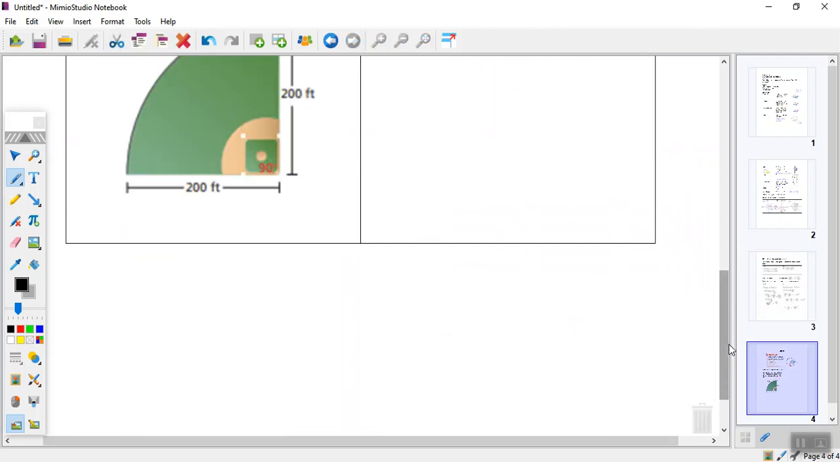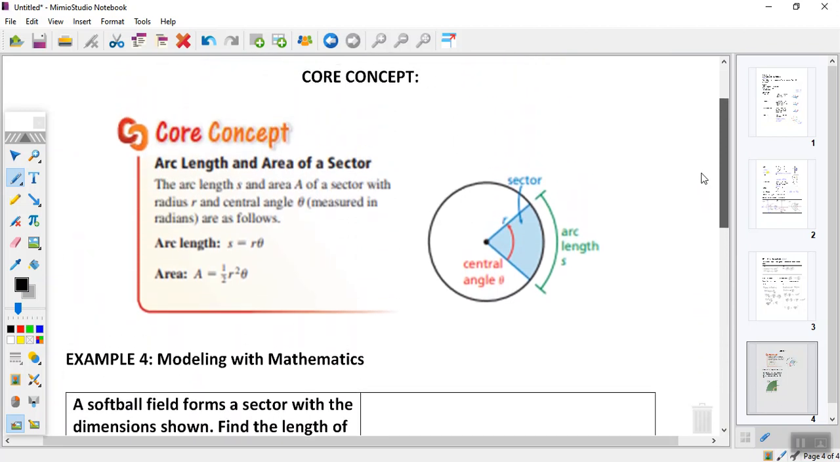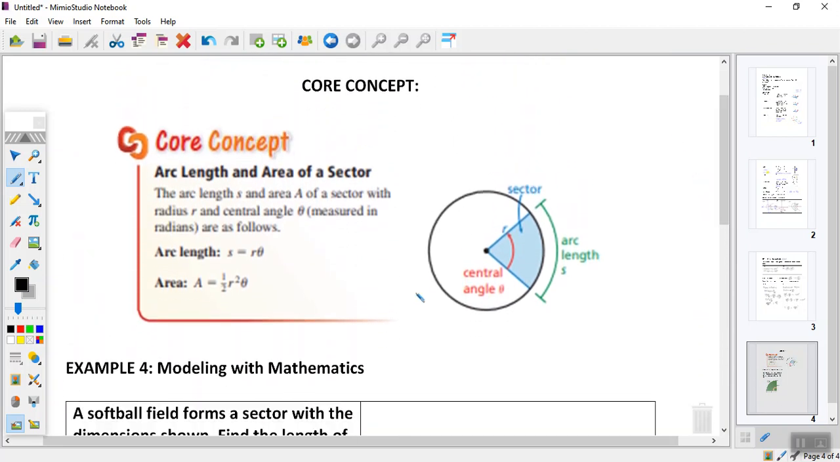Last page. Let's roll on this. There's a big core concept up here. This will be very new for you, but I've got to make sure you understand something. Two things that we look for in circles that are marked off by central angles. One of them is called, what am I looking at here? I'd like to know how long this curve is.